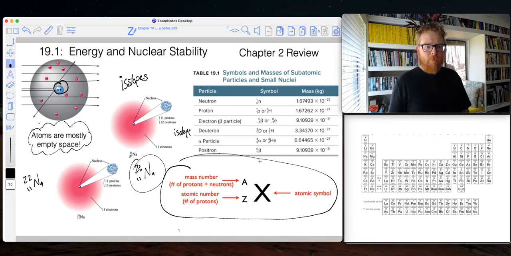Okay. So this stuff that we talked about here, all the symbols of these fundamental small nuclei, that's fairly new. But this discussion of mass number, atomic number, and isotopes, that's good review. And so if you need a little bit more review, I would take a peek at Chapter 2. Okay, in the next video, I'm going to get into the new material.